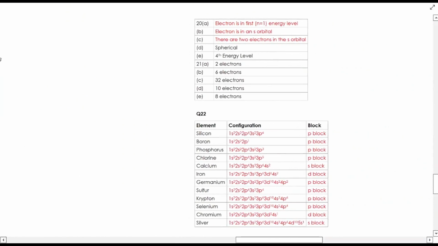Okay, so here are the answers. How did you get on? Did you make sure that you got your blocks right? Did you make sure that you got your chromium right here? It's 3d5, 4s1. Okay, that's really, really important that you get those exceptions right. They like to ask you about the exceptions.